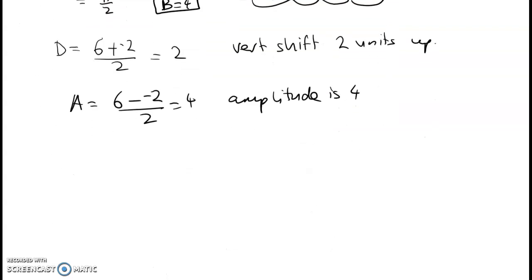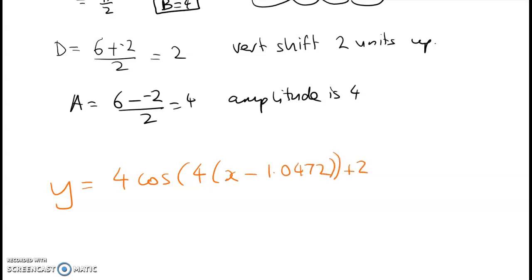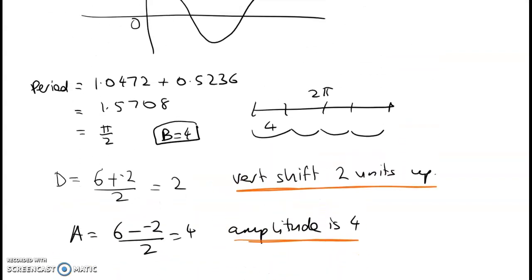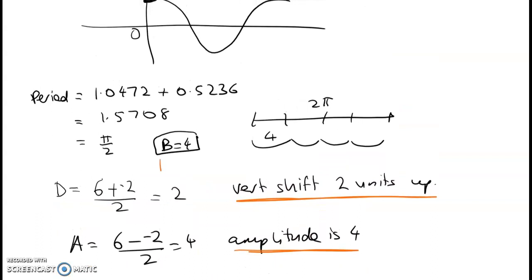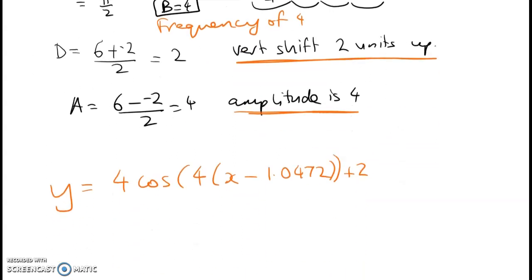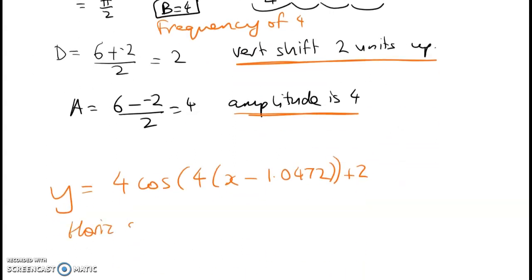So my equation for this one is going to look like this: y equals 4 cos of 4 times (x minus 1.0472), plus 2. Again, we've got an amplitude of 4, a vertical shift of 2 units up, a frequency of 4. And the last thing we have to say is that we've got a horizontal shift, 1.0472 units to the right.